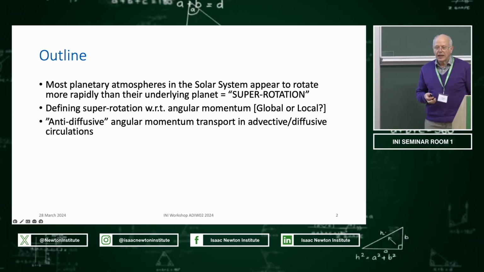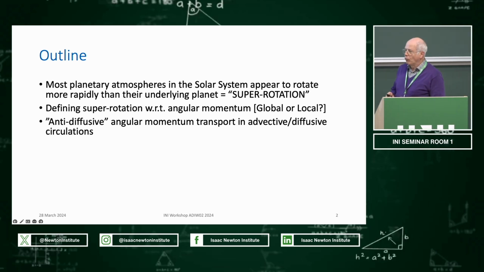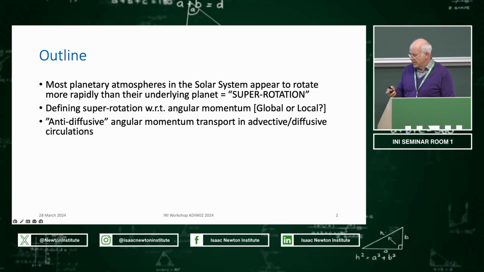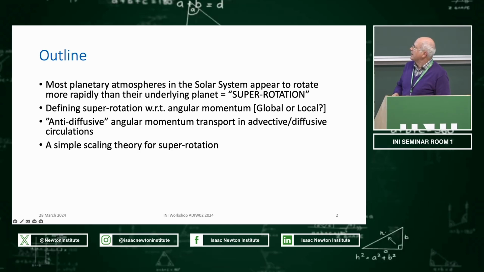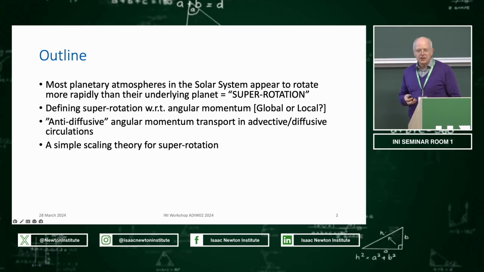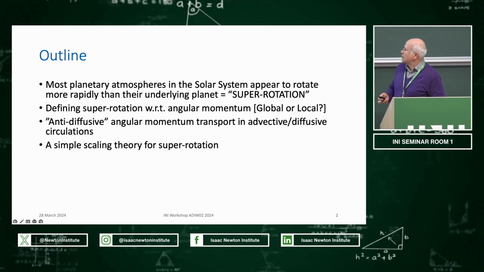This will turn out to require the behavior of some sort of anti-diffusive mechanism that's involved in the transport of angular momentum in advective and diffusive circulations, and I'll say a little bit about some of the properties of that, and then go on to describe some early efforts to try to develop some sort of scaling theory and that will help us to understand more quantitatively why different planets have different degrees of this superrotation.